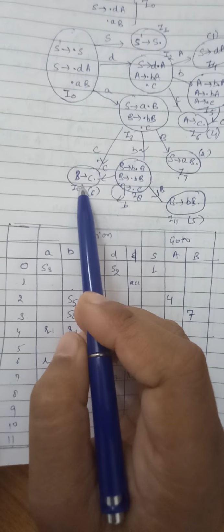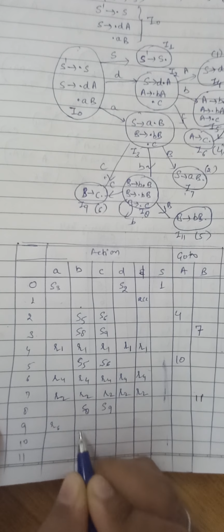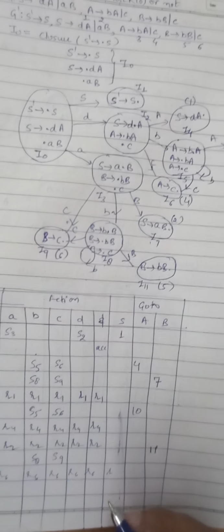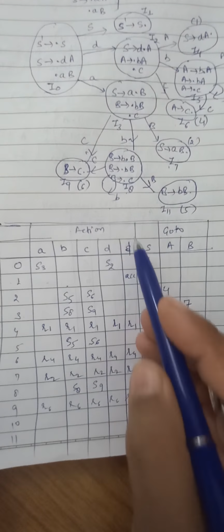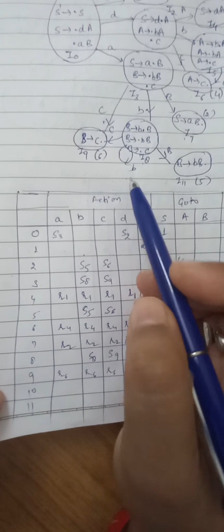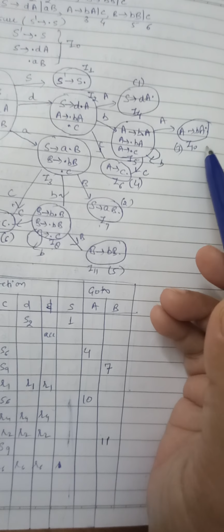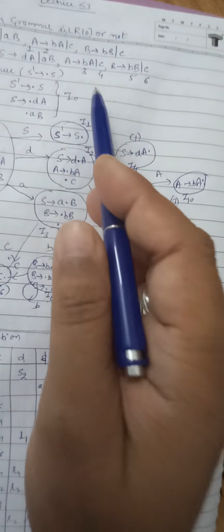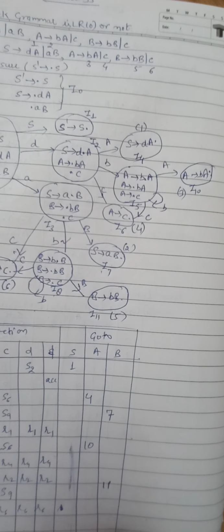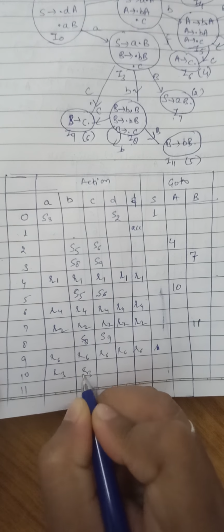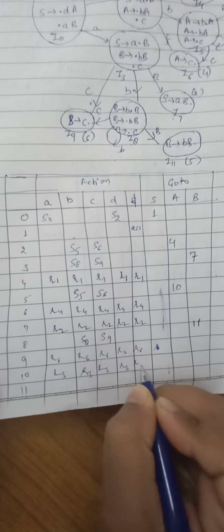Now reach the 9th state. Which production is completed? The sixth production is completed, so we will write R6 up to dollar. Now at the 10th state, which production is completed? The third production is completed, so we will simply write R3 across the row, because this is a reduction.